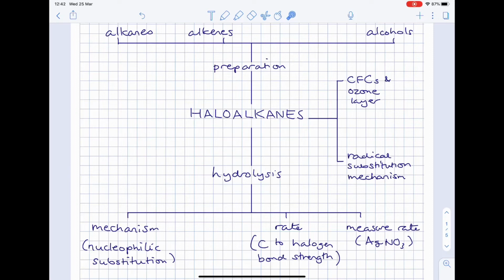So this is a shorter video on how the ozone layer is broken down by nitrogen oxides rather than CFCs, but it undergoes the same radical substitution mechanism. You need to know the mechanism as it's very easy to learn, as it's the same as the one for the CFCs with some minor changes.